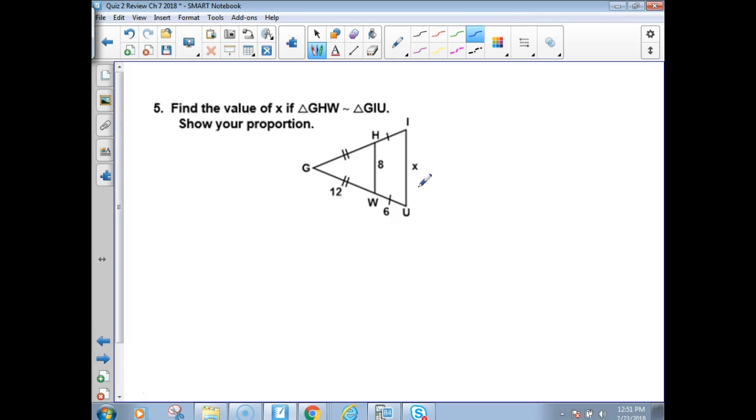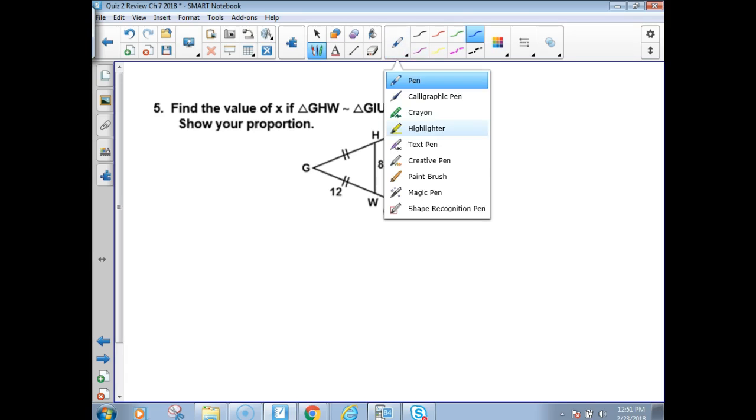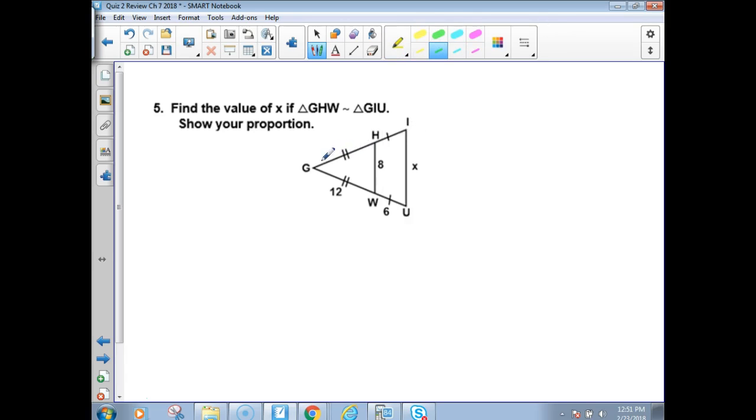Number 5, we have a whole side here that is where the X is. So I'm going to show you what you have to do on this picture, because you have to think about the fact that X is the entire side of triangle GIU.